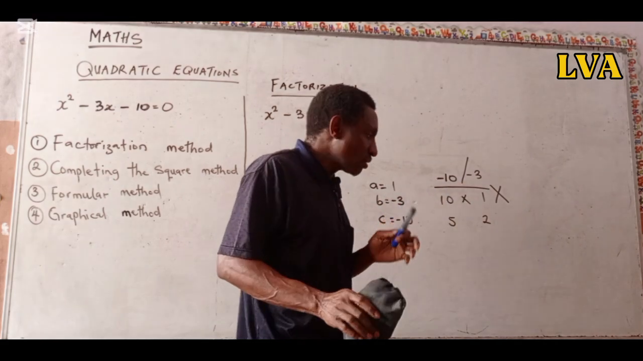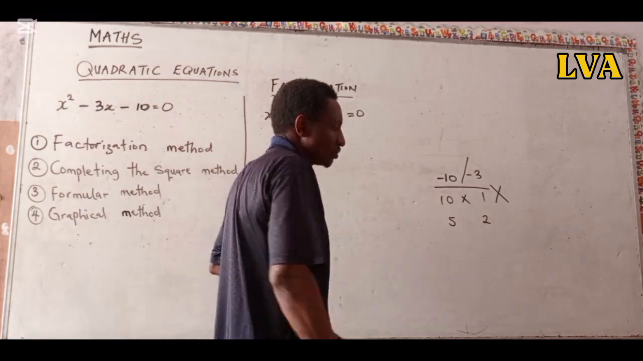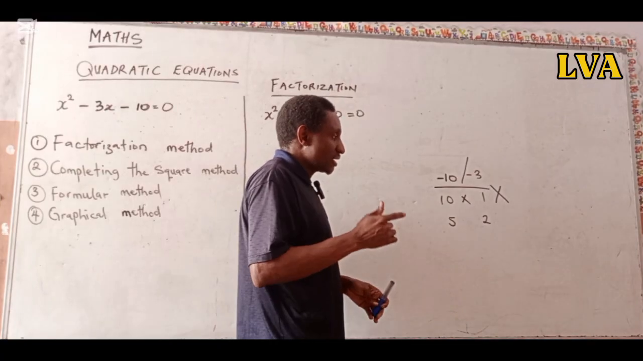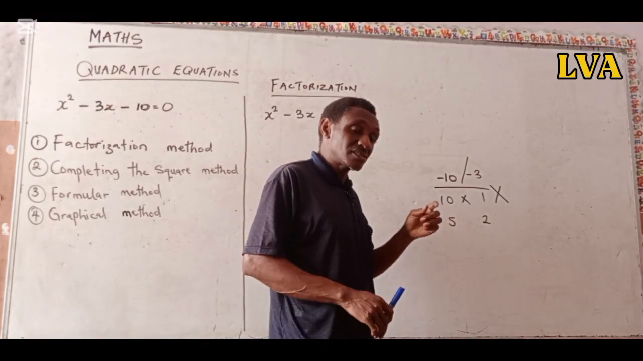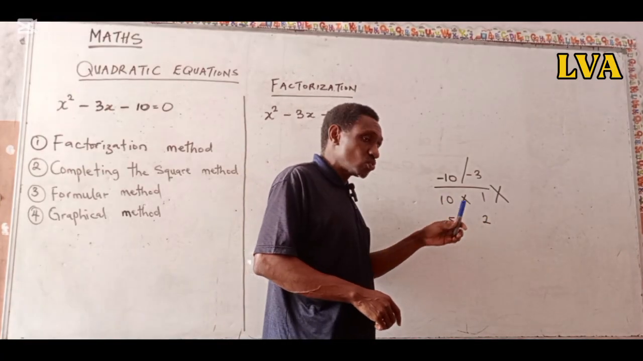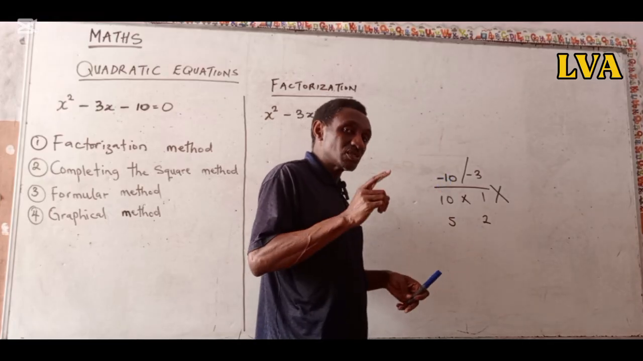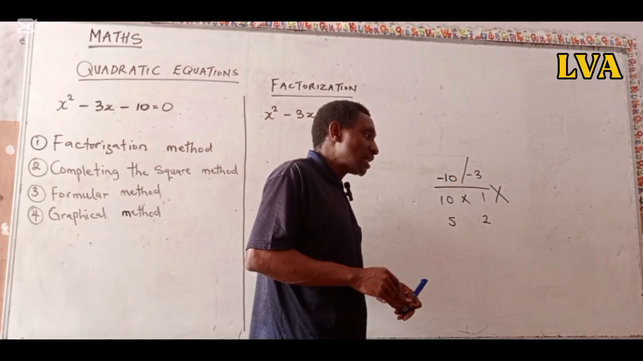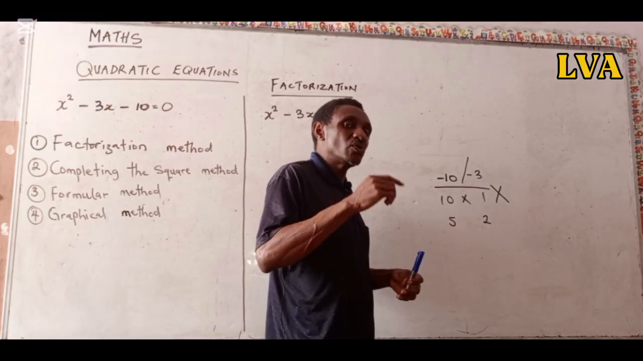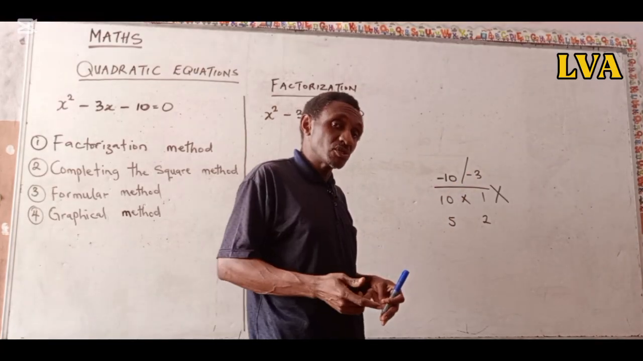So now, your work will be to attach the right signs to 5 and 2, so that it can give you minus 10 when you are multiplying, and so that it can give you minus 3 when you are not multiplying, when you remove the multiplication sign.